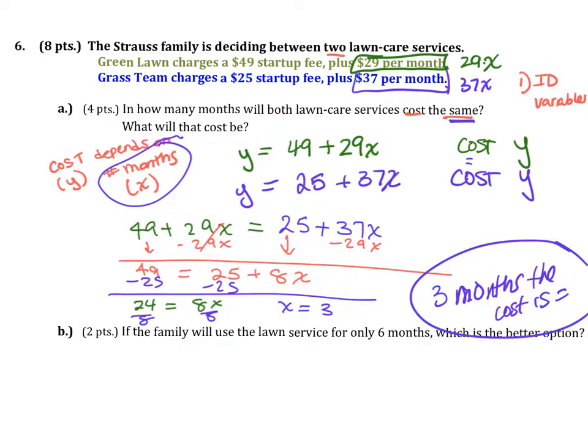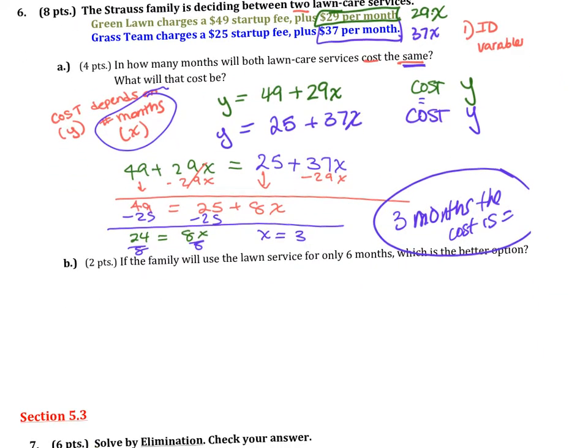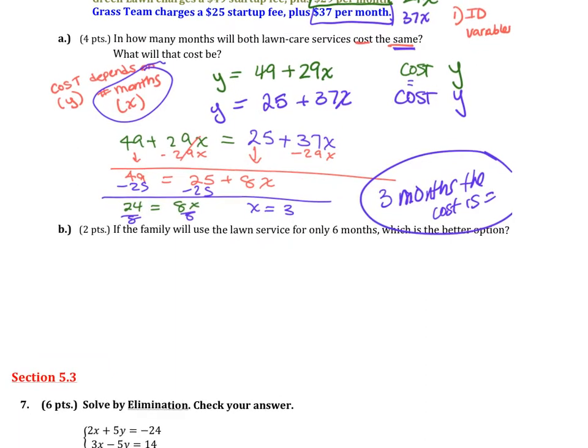The next part of the question is asking, if the family uses it for 6 months, which is better? Well, the green one is going to be 49 plus 29 times, and they want to know for 6 months. And the blue one is going to be 25 plus 37 times, well, they want to know for 6 months. Do the math.